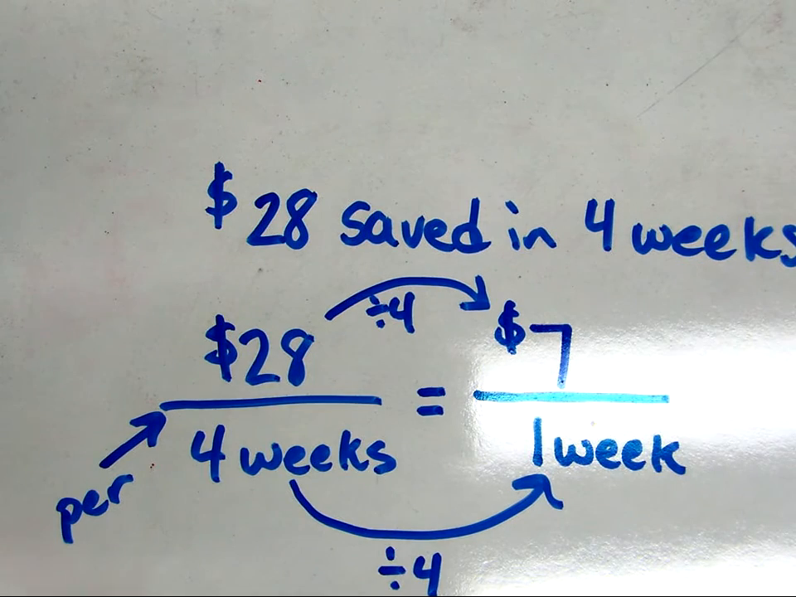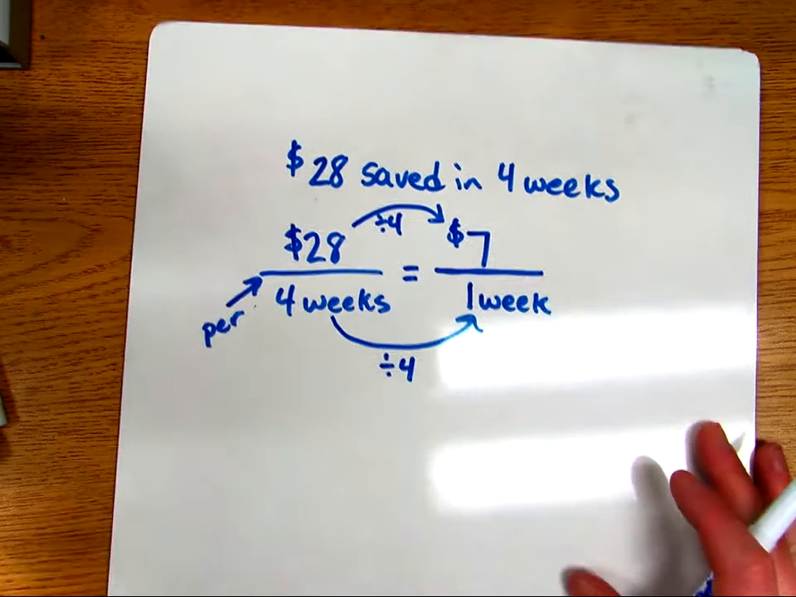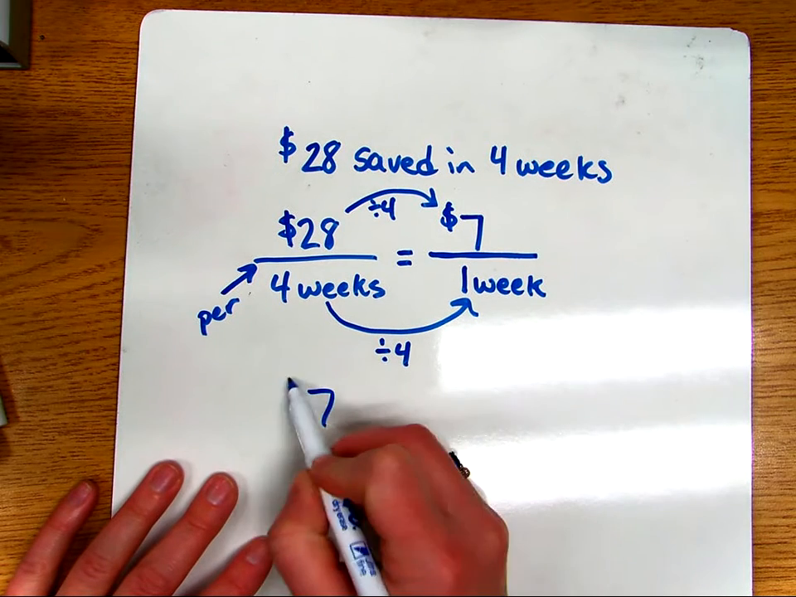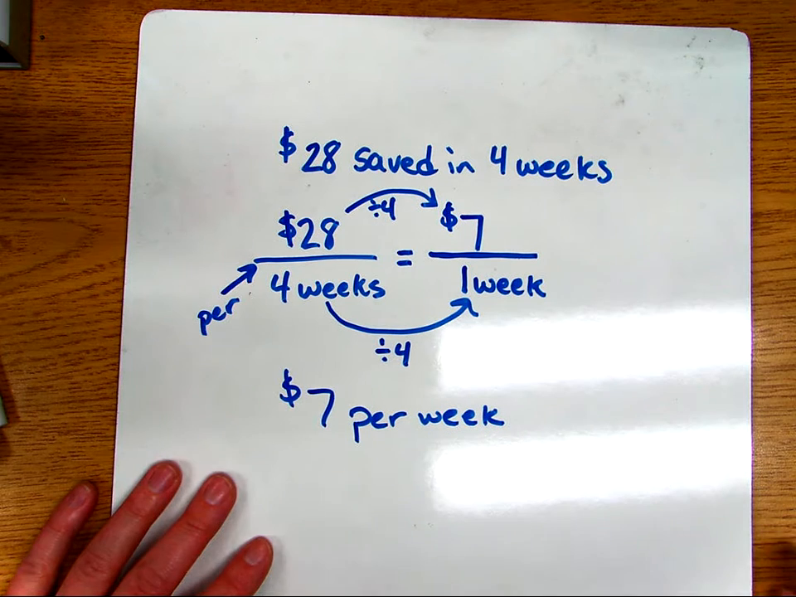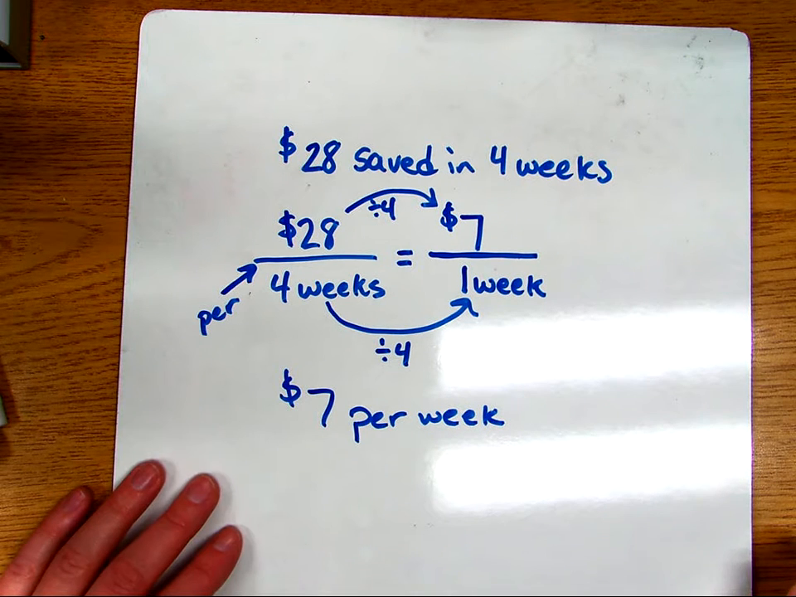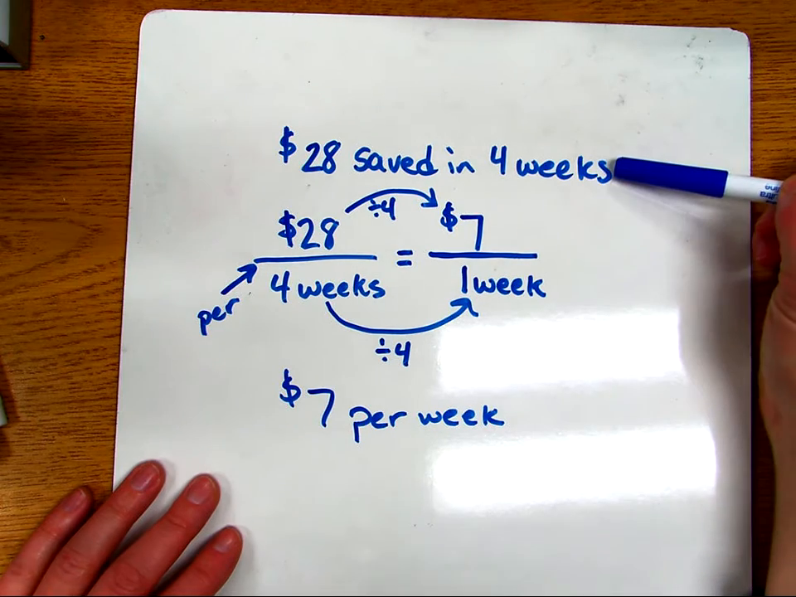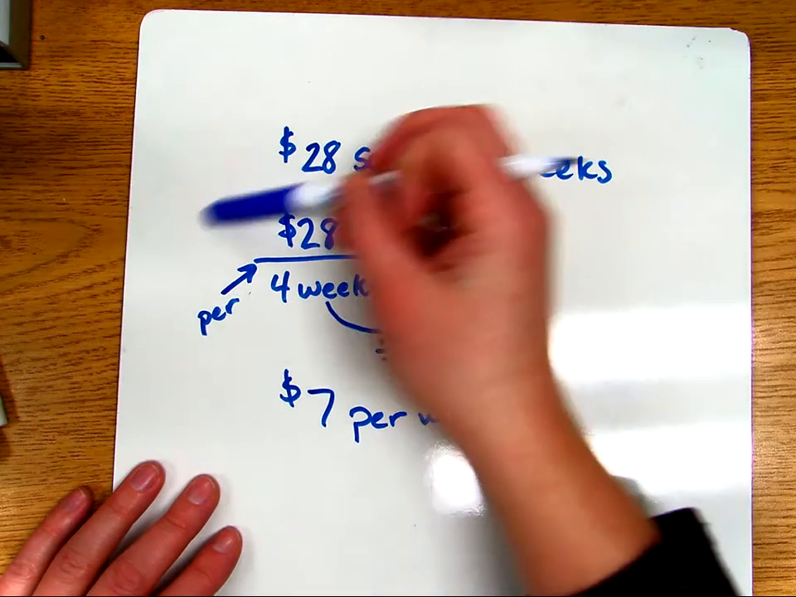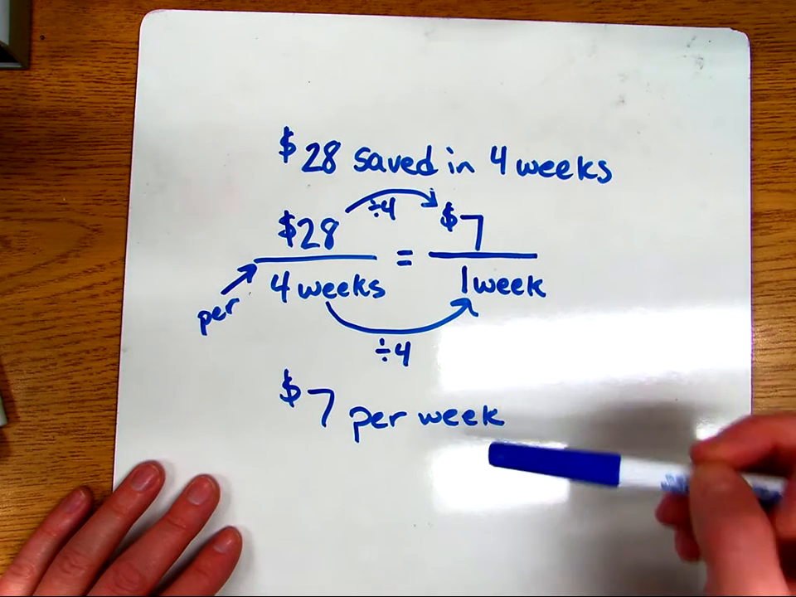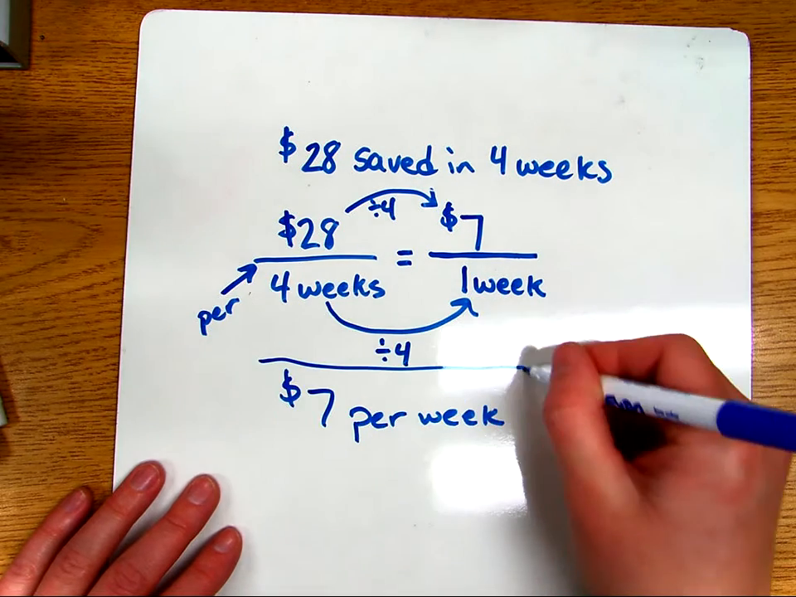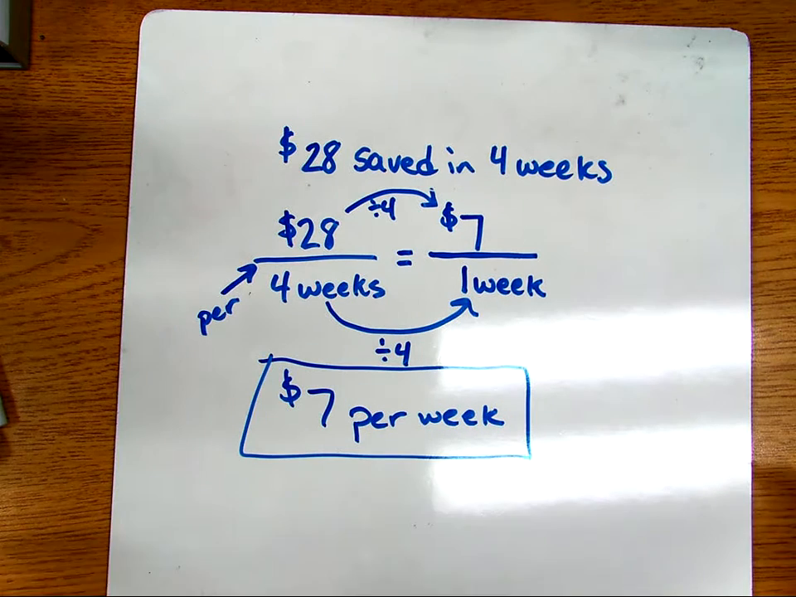Let's write out our final answer. It would simply be $7 per week. This is an example of finding unit rate. This was our original rate up here. This was how I showed my work. Yes, always show your work. This here is my final answer. Always good to put that box or that circle around it.